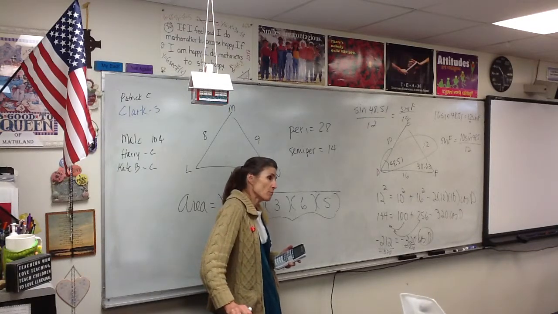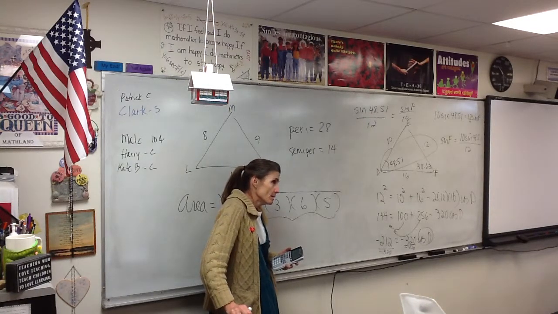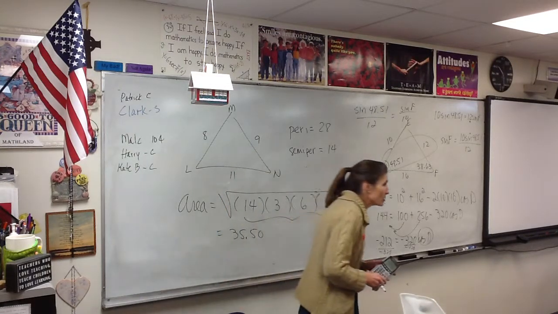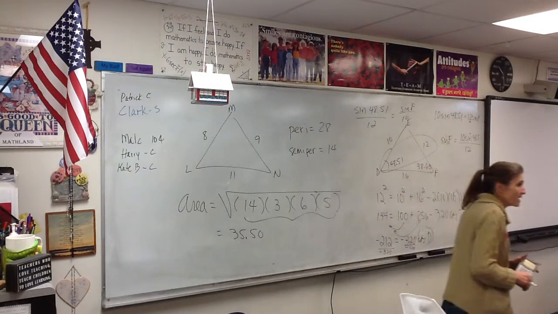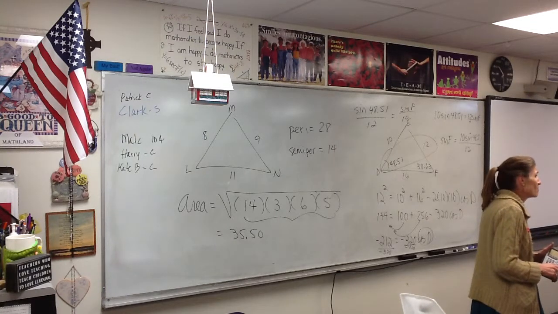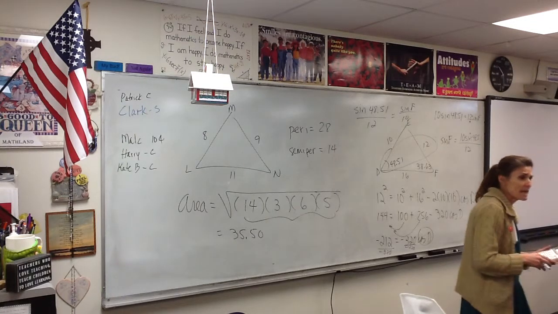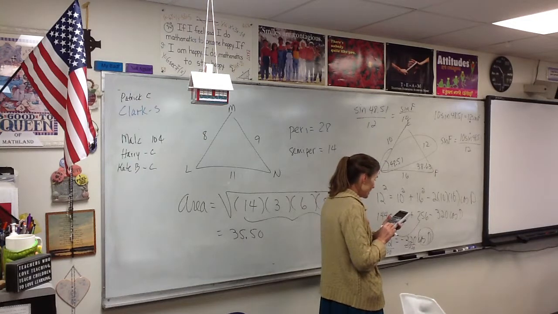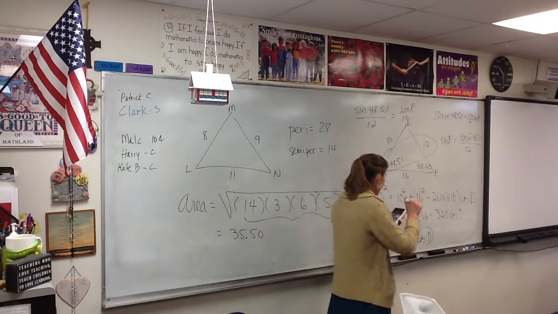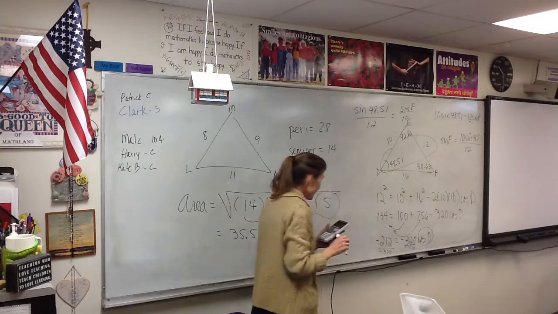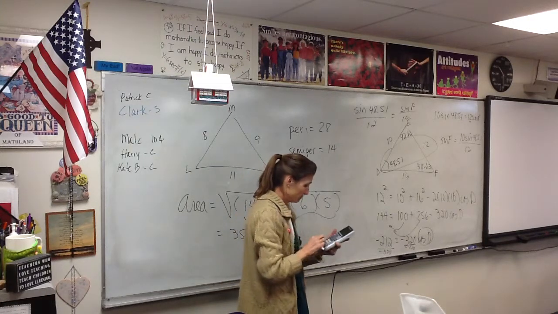Geez, this is like the never-ending problem. We're still not done. Now we need another angle. Could you do the law of cosines again? You could. Could you do the law of sines again? You could. But let's not. Let's just recognize that the angles add up to 180. So if I have a 48.51 and a 38.63, my other angle must be 92.86.